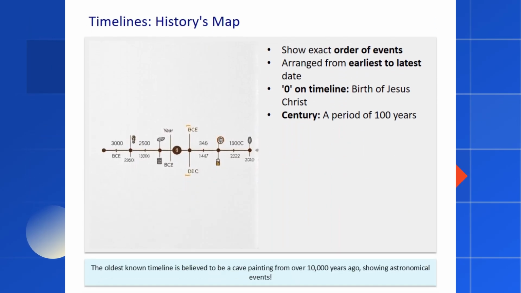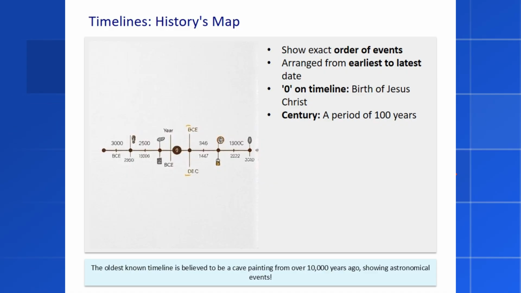Now, let's talk about timelines, which are like maps that show us how events happened in history. Timelines are incredibly important because they tell us the exact order in which different things occurred in the past. On a timeline, events are always arranged, starting with the earliest event and moving towards the latest one.